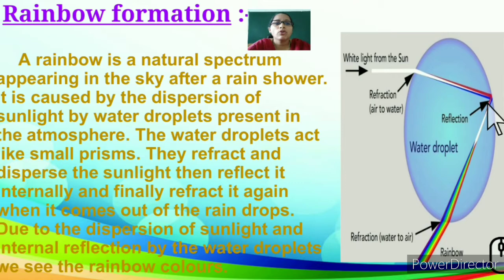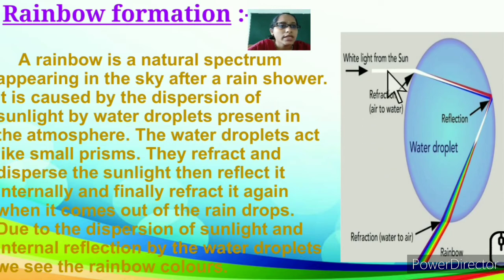So rainbow formation, it's also a natural spectrum. Let's consider when there is a downpour, you can take a single droplet of water. So rainbow is a natural spectrum, that is white light from the sun enters into this, we can consider it as a prism. So you can see that it's a transparent reflecting surface, a droplet of water.